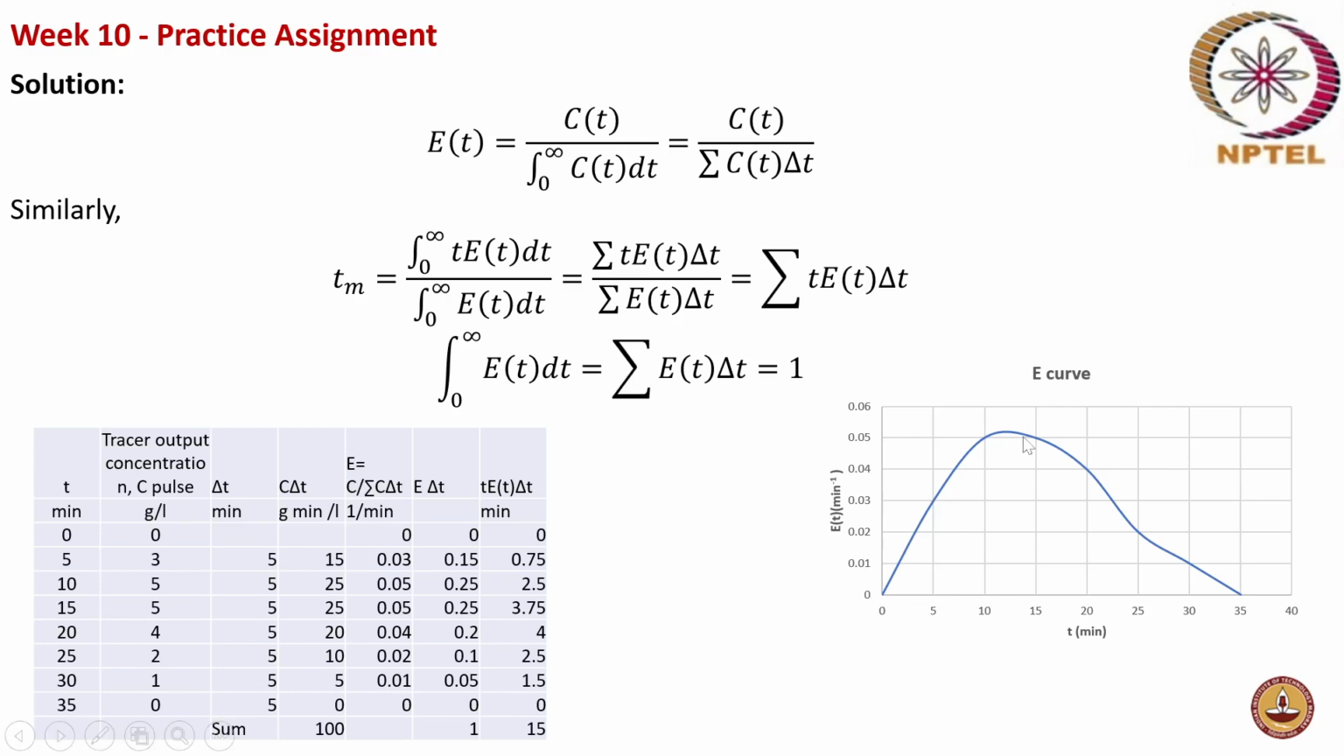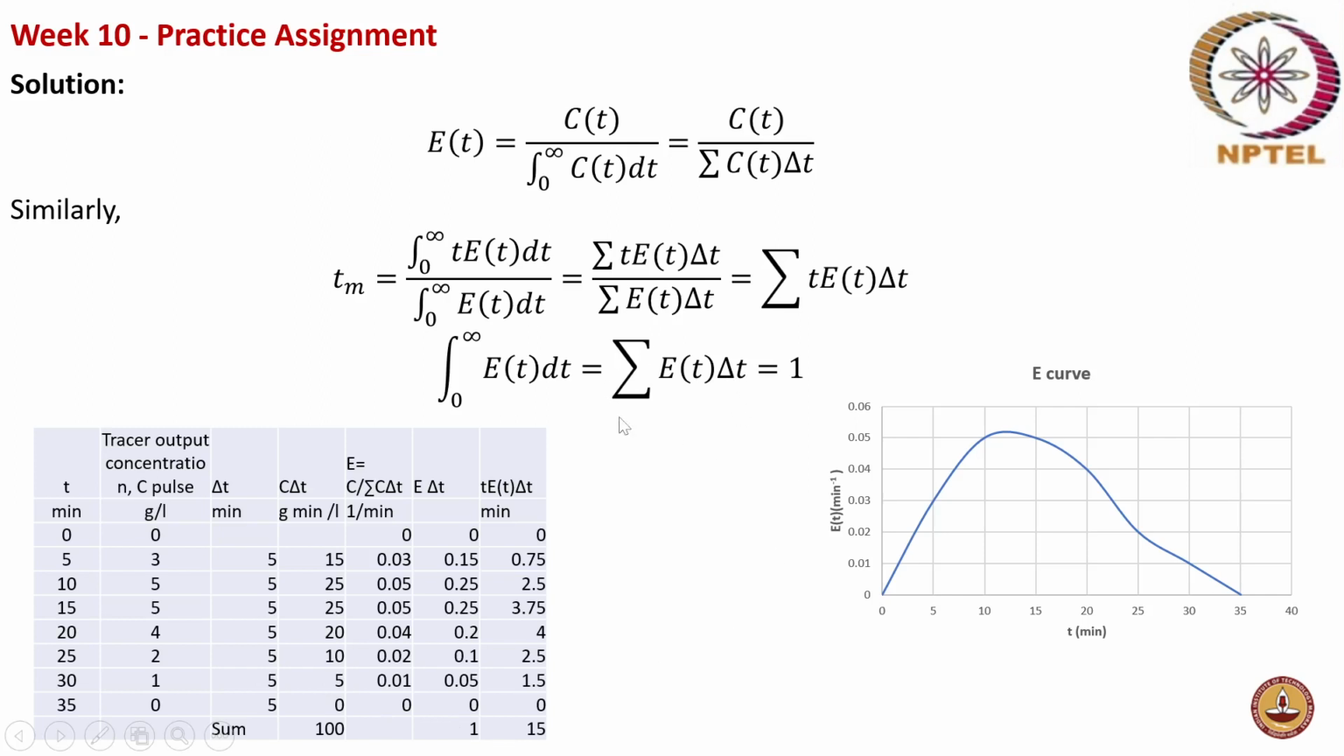Okay. Now, what else do we have to find? We have to find out the mean residence time. For finding the mean residence time, we have already seen that it is nothing but the summation of t into E of t into delta t. So we can find out what E of t into delta t is. We just have to multiply this column with this column, the E values with delta t, and you will get E delta t. The summation of E delta t will be equal to 1.